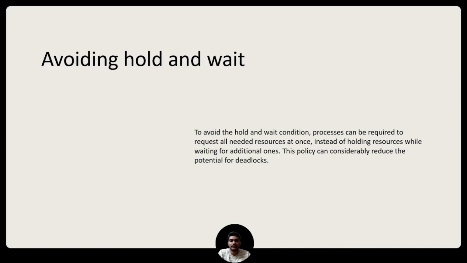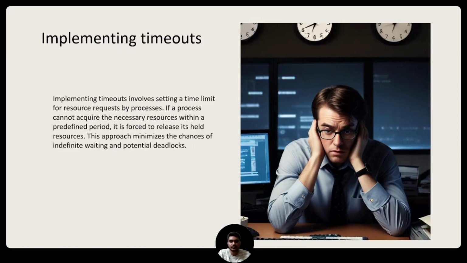Avoiding hold and wait. To avoid the hold and wait condition, processes can be required to request all needed resources at once. Instead of holding resources while waiting for additional ones, this policy can considerably reduce the potential for deadlock.